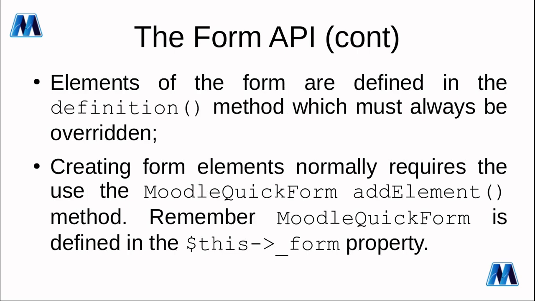Elements of the form are defined in the definition method. So you've always got to have a definition method, and that's where you define your elements, your fields for your form, and it must always be overridden, as I say there. Okay, and creating form elements normally requires the MoodleQuickForm addElement method. So you've got to remember that the MoodleQuickForm is defined in the _form property.